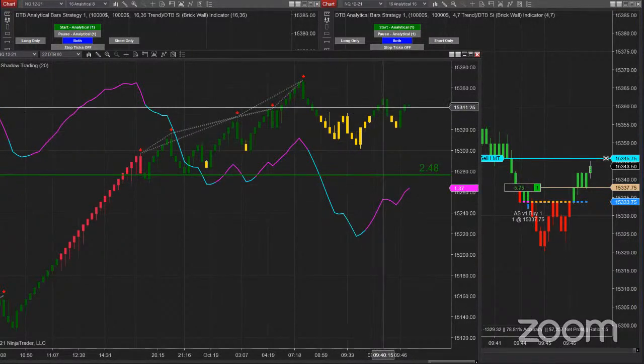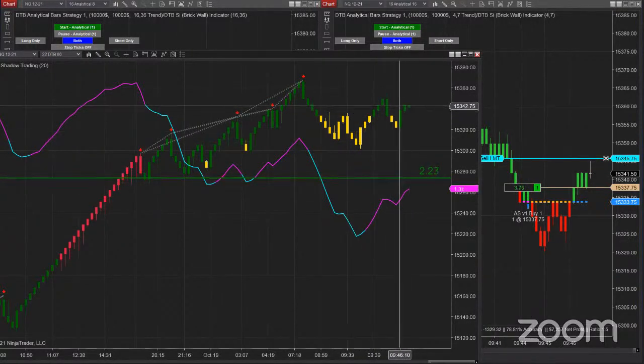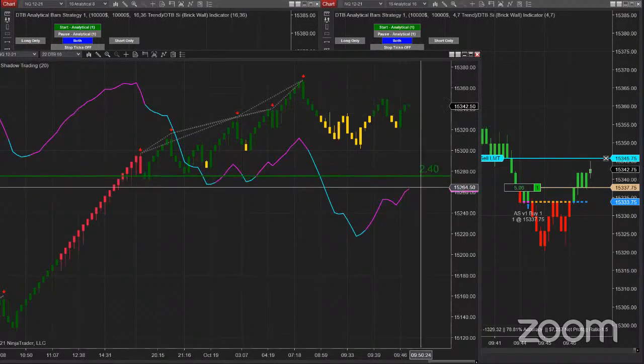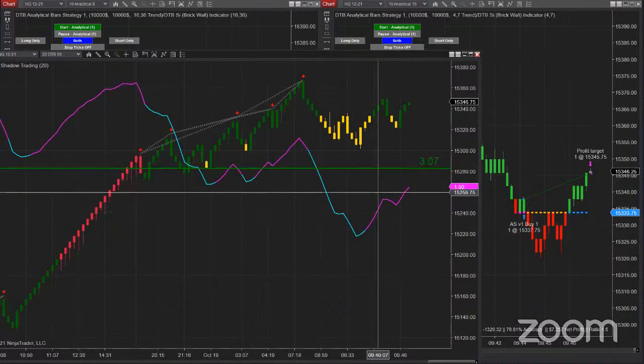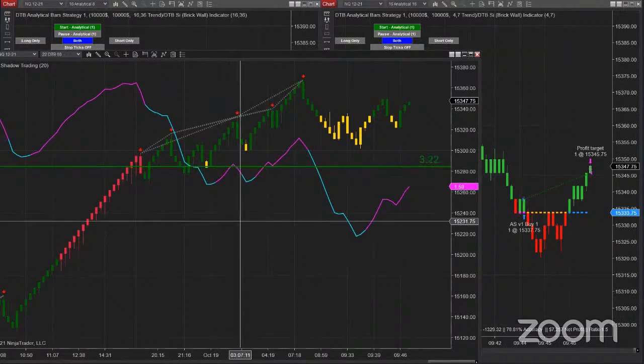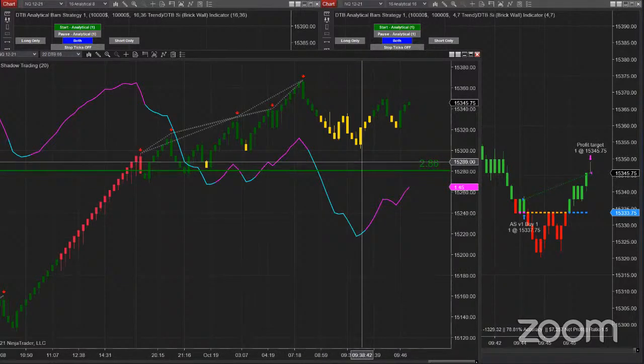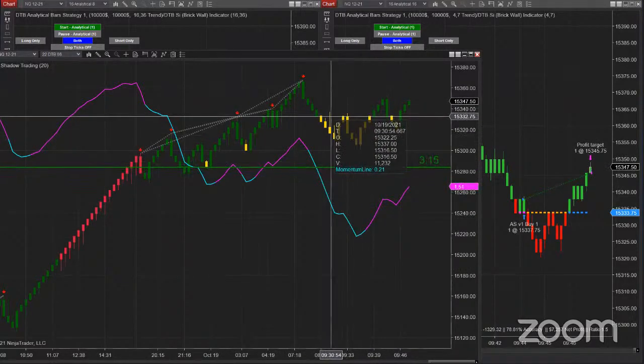So as we're seeing more gold bars, more green bars now, that means the buyers are in control of the price. And there was our first target. So work according to the coloring of the bars.